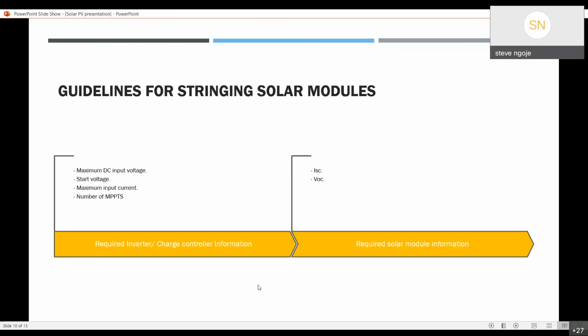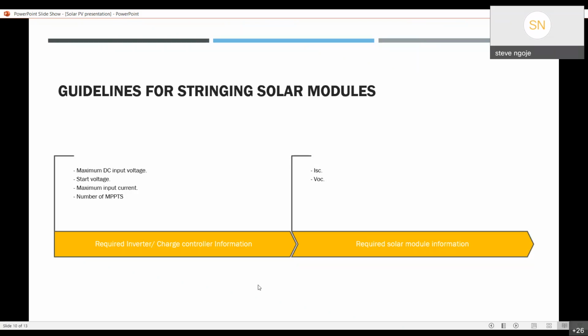A string voltage, the string VOC, should never be more than the maximum DC input voltage of an inverter. If your inverter is rated at, for example, 1,000 volts, your string cannot come to 1,000 volts or above. It should be less than that.